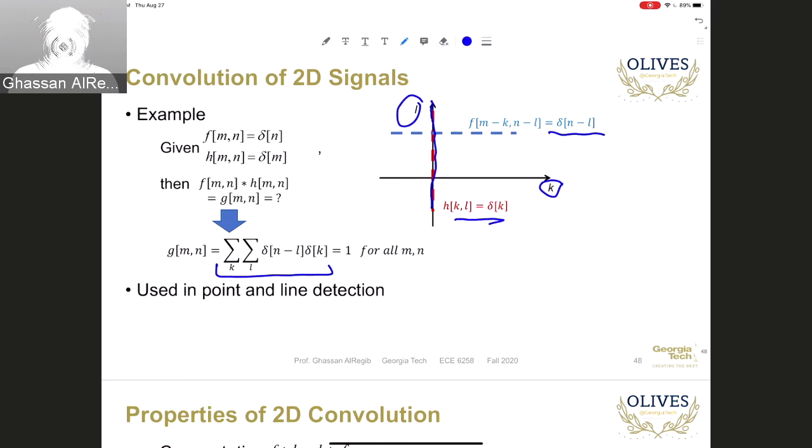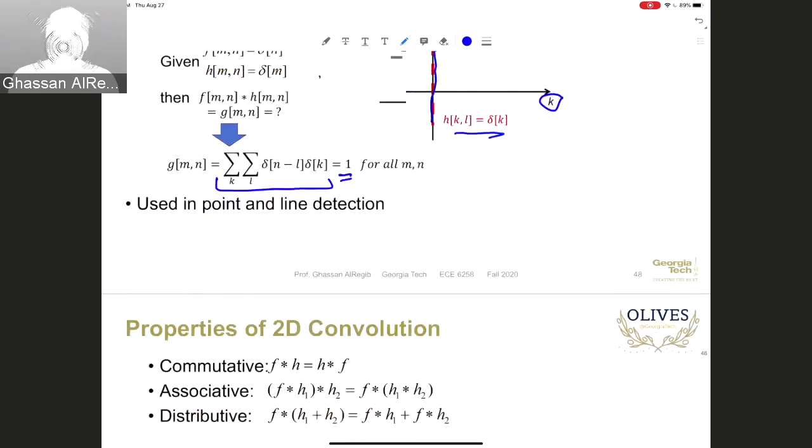And the product between the two will always have a single point where there is a product. So the value will always be one. It doesn't matter where I shift. It doesn't matter what the value of n is. M is out of the game anyway. So this is valid for any value of m. And again, if I keep shifting n anywhere, the product between these two lines will always be one sample. So the value of this output will be one, for all values of M and N. And this will be handy when we talk about point and line detection later in the class.